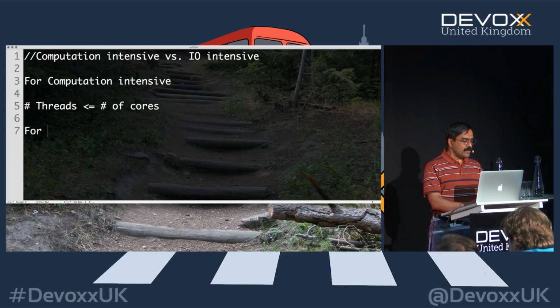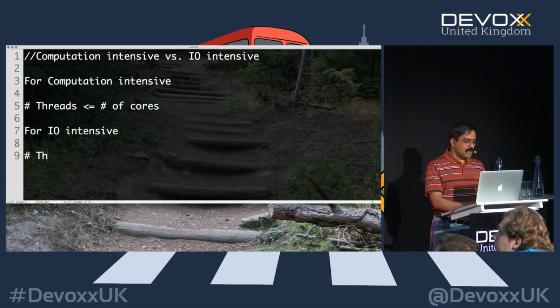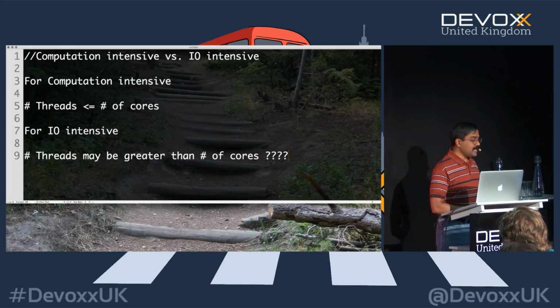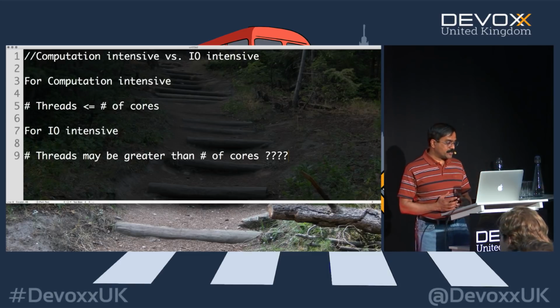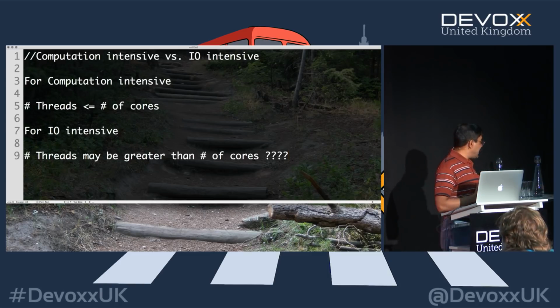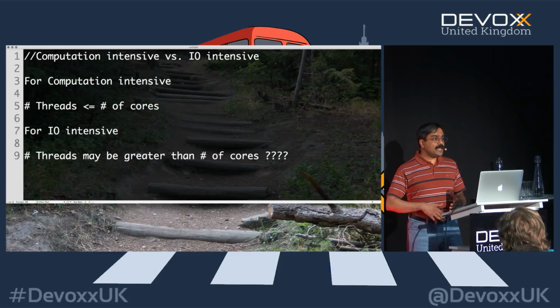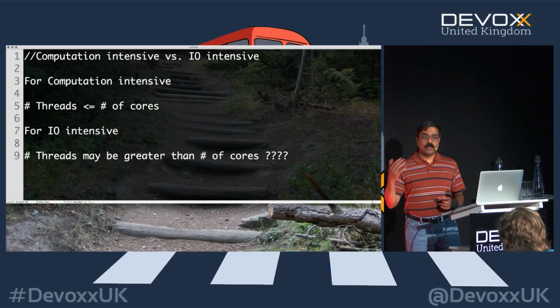On the other hand, for IO intensive, number of threads may be greater than number of cores. But how many, we don't know yet. We'll come back to that in just a few minutes. So the point really here is that when you have a computation-intensive job, you can only give as many threads as the number of cores. If you try to give more threads than that, you will lose performance.